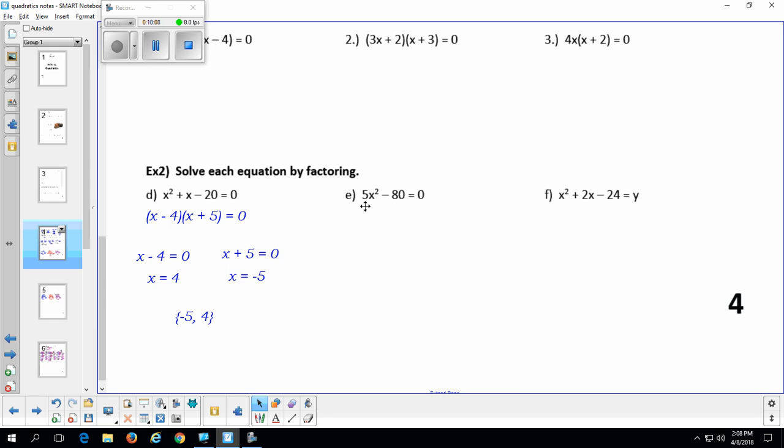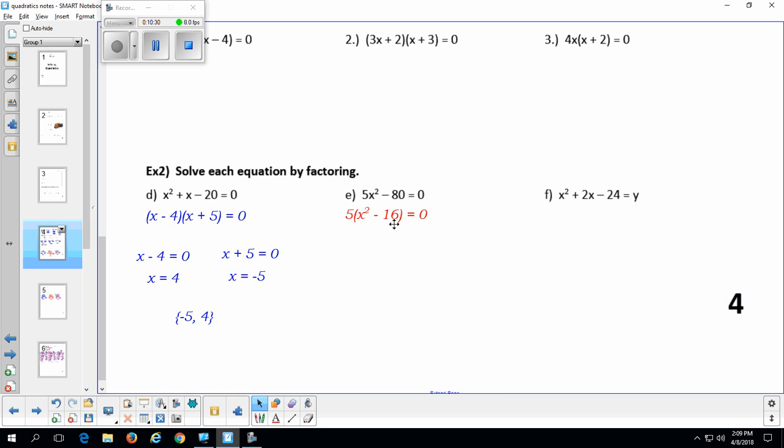Same with E. Now this looks like it's going to be pretty complicated. Is there a GCF that we can divide both of those by and take care of it? GCF of 5. And now what I have here is a difference of squares.